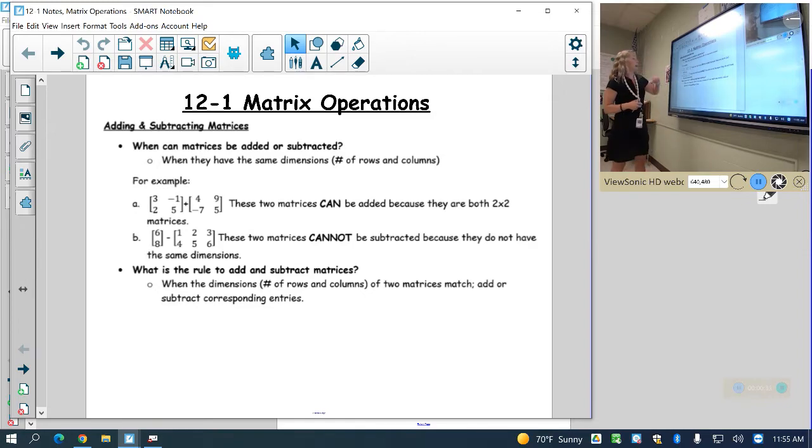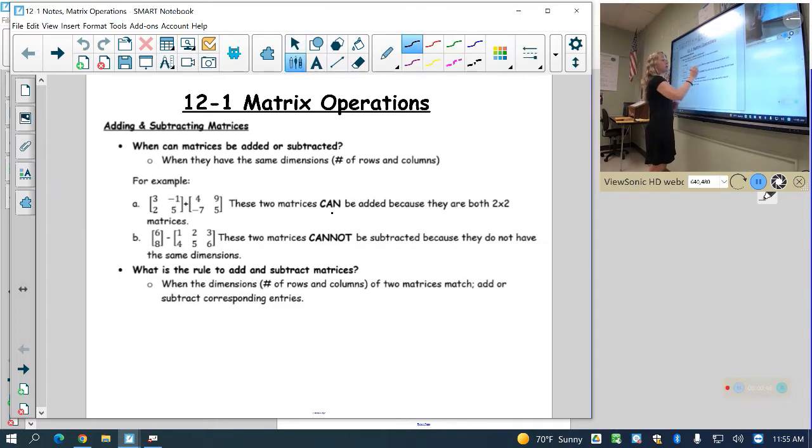Okay, when matrices can be added or subtracted, they must have the exact same number of rows and columns. So if you look at this one, for example, notice how this is a 2 by 2 matrix, and we're adding a 2 by 2 matrix. These can be added because they are both 2 by 2. They have 2 rows and 2 columns.